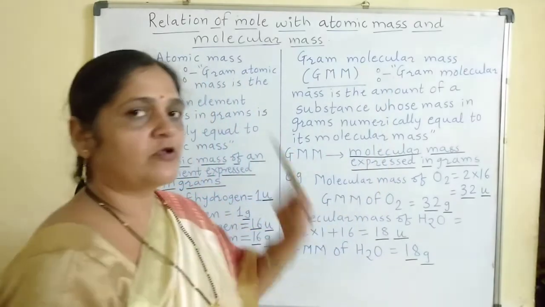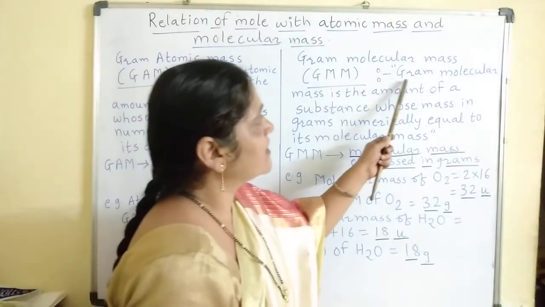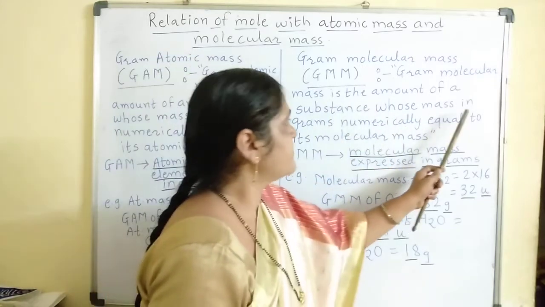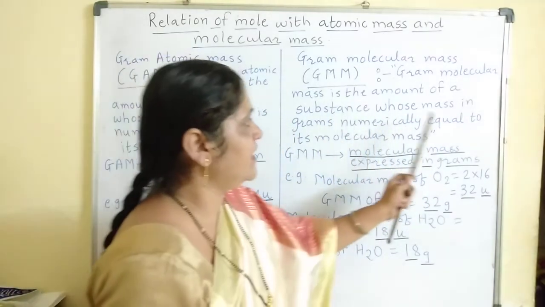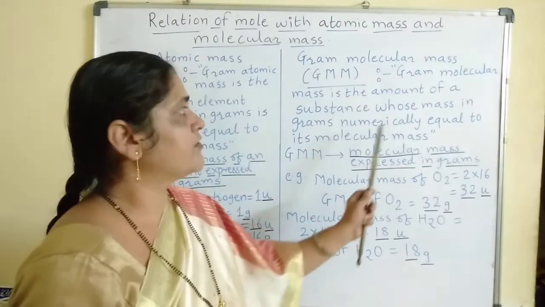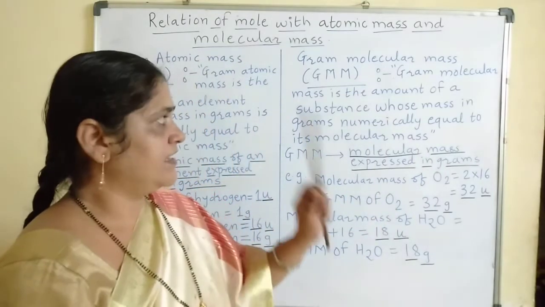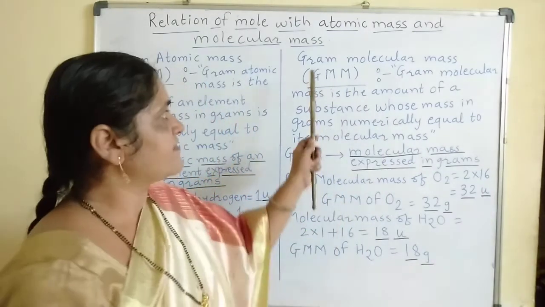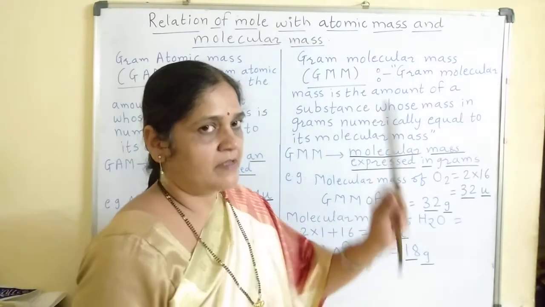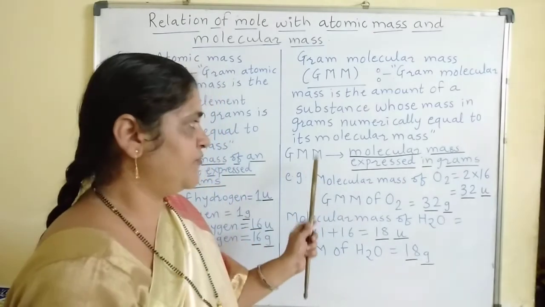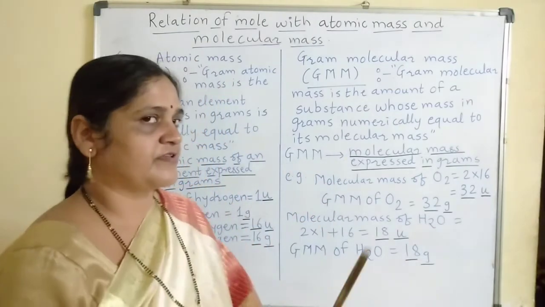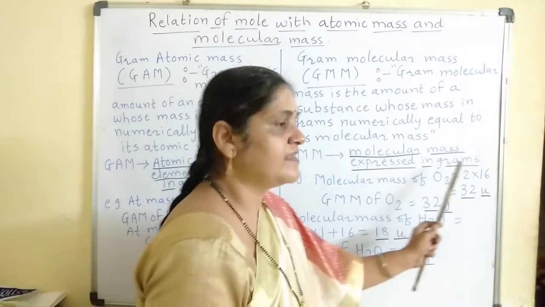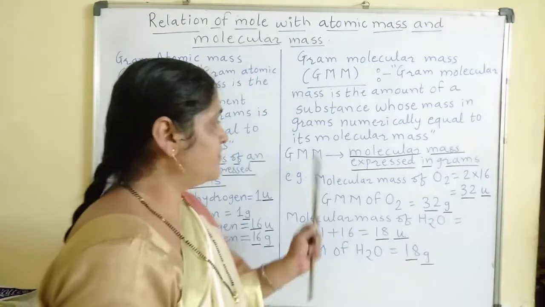Now we will see about molecular mass. What is the definition? The gram molecular mass is the amount of a substance whose mass in grams is numerically equal to its molecular mass. Means here again the mass in grams is numerically equal to the molecular mass. That is nothing but the gram molecular mass. In short form we can express gram molecular mass as GMM, that is molecular mass expressed in grams. Right?